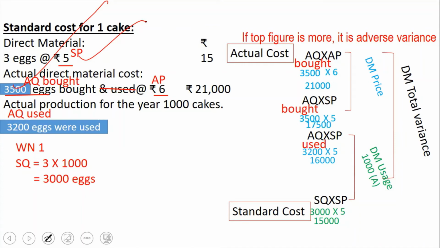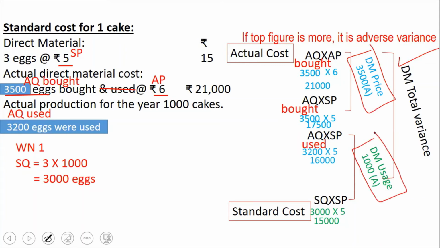So the direct material price variance is 21,000 minus 17,500. And since the top figure is more, we have an adverse variance of 3,500. And what about the direct material total variance? It is nothing but a total of the price and the usage. So it is 3,500 plus 1,000, giving an amount of 4,500 adverse.